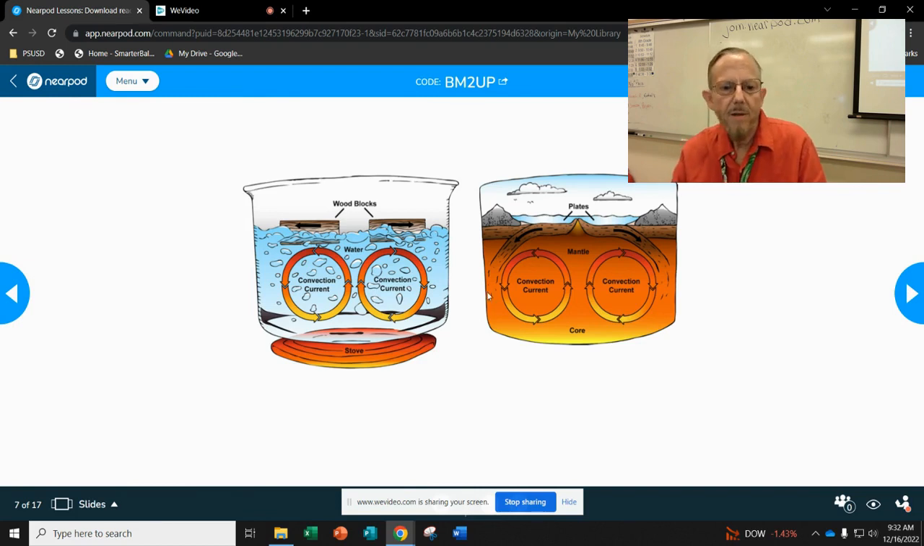Examine these models of convection currents and see what happens. Now, as we heat water in the pot, the convection currents will cause the wood blocks to move apart as the currents are flowing. The same process happens on the earth. The convection currents in the mantle cause the plates to move.